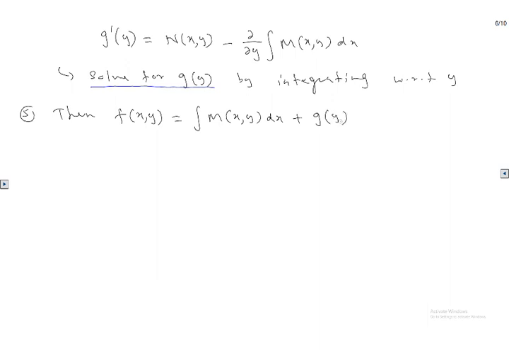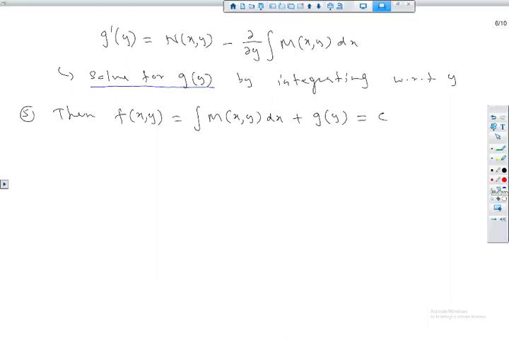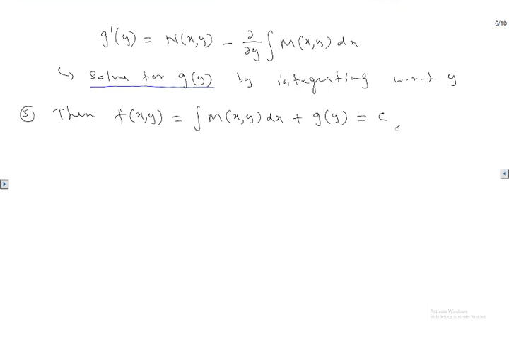But the theory says that your final answer is not this. This is not the final answer. You have to set this equal to a constant. Okay, good. And then f(x,y) equals c gives an implicit solution for y. So it's not explicit, it's an implicit solution.